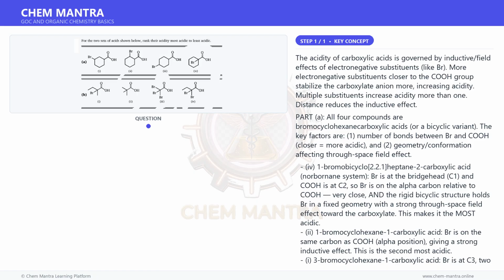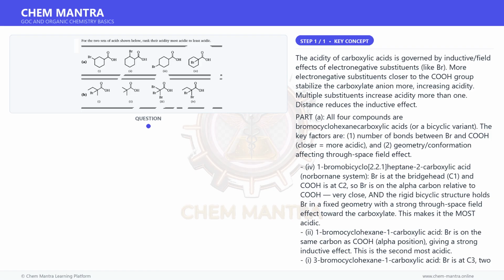Part B. All compounds are alpha substituted acetic, propanoic, butanoic acids. Key factor: number of Br atoms on or near the alpha carbon. 3. Has 3 Br atoms, 2 on the alpha carbon, 1 on the beta carbon. Strongest combined inductive effect. Most acidic. 4. Has 2 Br atoms on the alpha carbon plus 1 Br on the beta carbon. Examining the structure, the alpha carbon has 2 Br, and the chain has 1 more Br on beta.